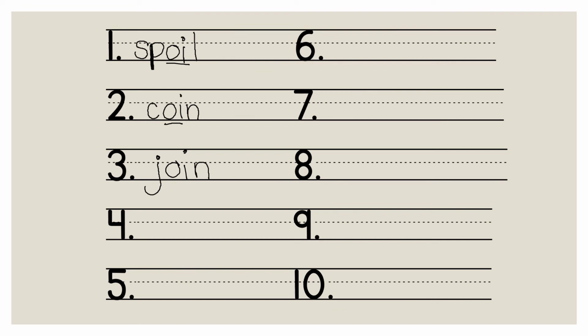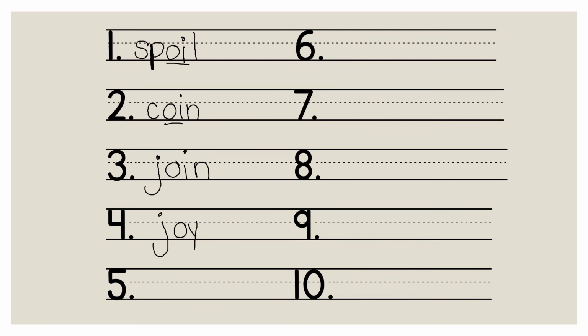Number 4, joy. J, oi. Where do you hear the oi sound? At the end of the word. That means it's going to be the other oi pattern. J, starting with a J. J, oi. And the other pattern is O, Y. Joy.